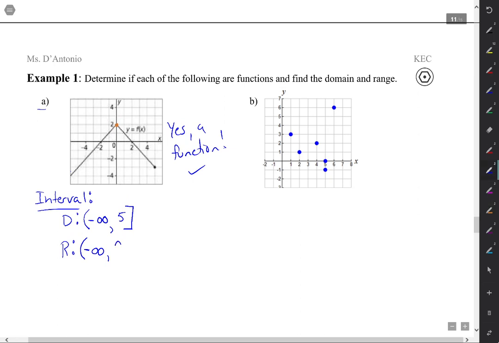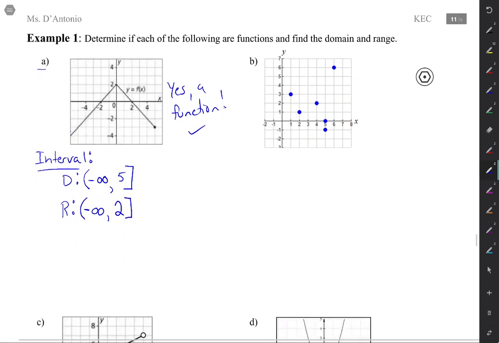So we're going to do a 2 here, and is that point included? Yes, it is. It's not an open circle there, so then we're going to put a square bracket. So therefore, our range is from negative infinity all the way up to 2. So those are all the y values included in our graph. So that's how we would write it as interval notation. And now let's see how we would write it as set notation.